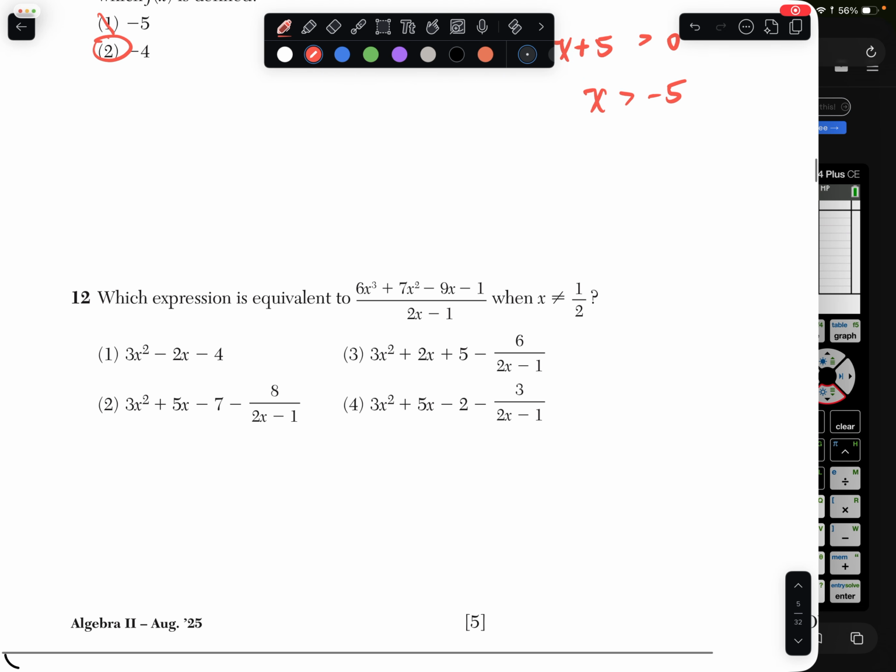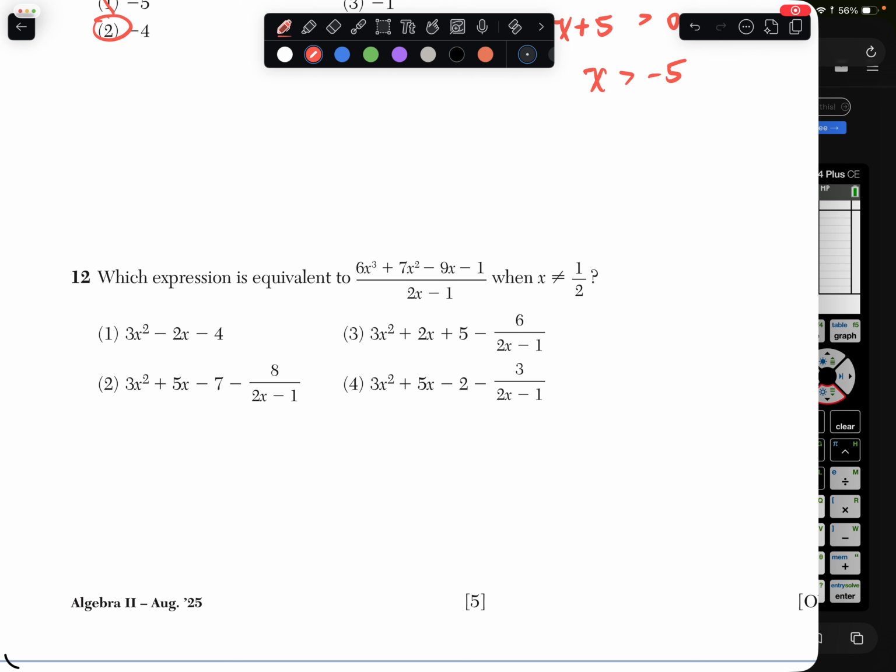All right, which expression is equivalent to that bunch of stuff there when x is not 1/2? So what you can do is synthetic division. I would only recommend synthetic division if the denominator is a linear. So you would first solve for this: 2x minus 1 is equal to 0, so x is equal to 1/2. And then I would set it up.